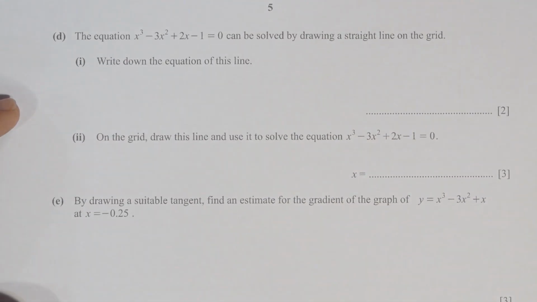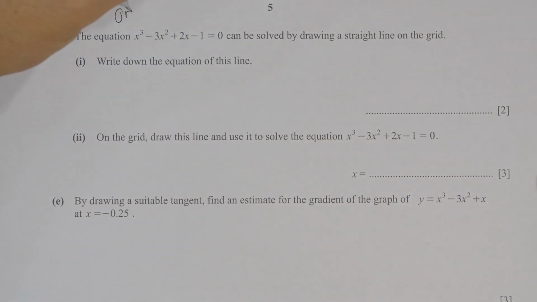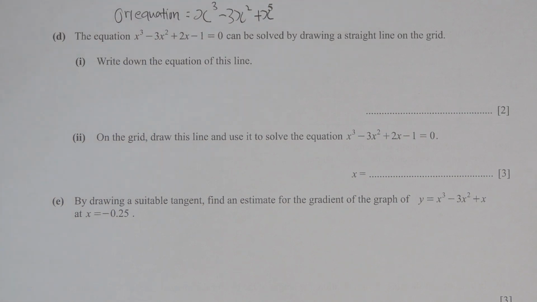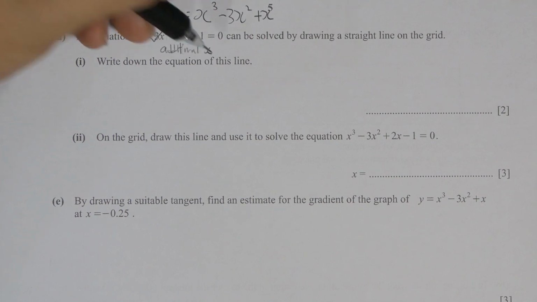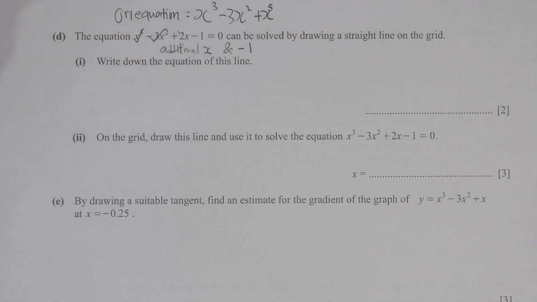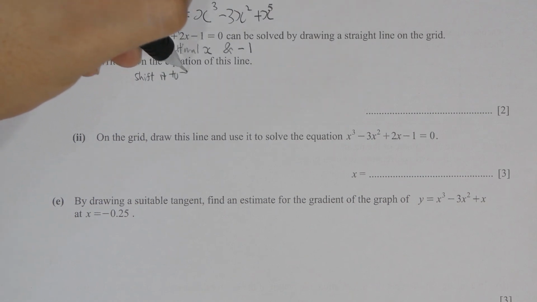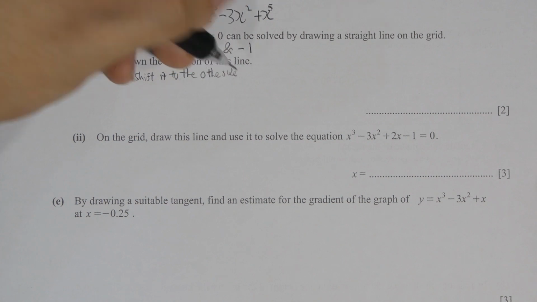But for part D, simply compare the equation given with the original equation. There's an additional value of x and -1 over there. So simply shift this to the other side, then you get 1 minus x. So your new equation will be y equals 1 minus x.